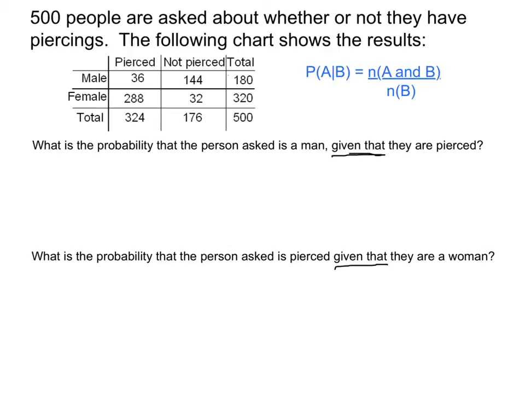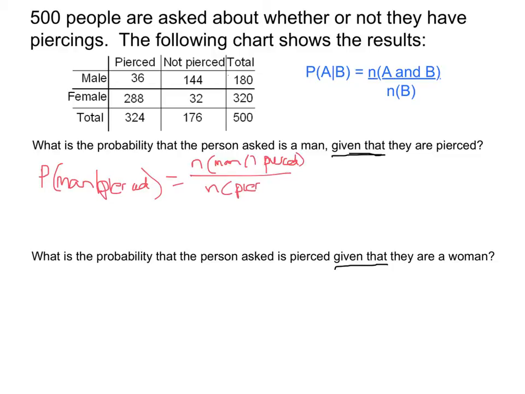So the first question reads, what is the probability that the person asked is a man? So what is the probability that a person is a man given that they are pierced? According to our formula, this is going to be the number of the intersection of man and pierced, divided by the number of people who are pierced.